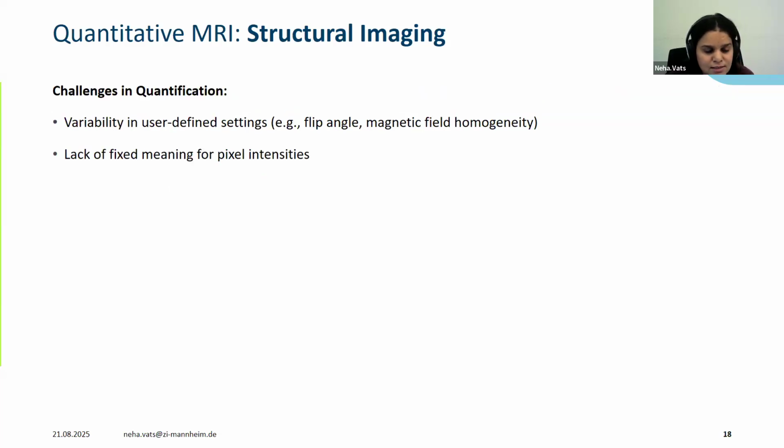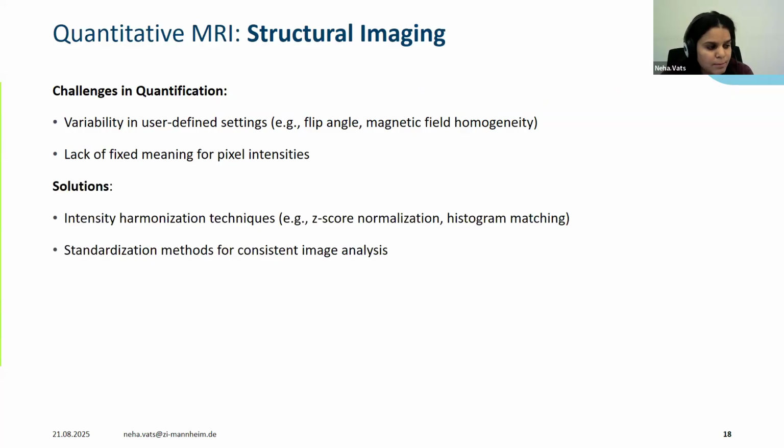There are certain challenges associated with quantification. First is variability in user-defined settings, for example, different flip angles used or magnetic field homogeneity. Lack of fixed meaning for pixel intensities. But there are solutions. Intensity harmonization techniques can be used to maintain similar intensity. For example, Z-score normalization or histogram matching can be performed, or standardized methods for consistent image analysis can be implemented.